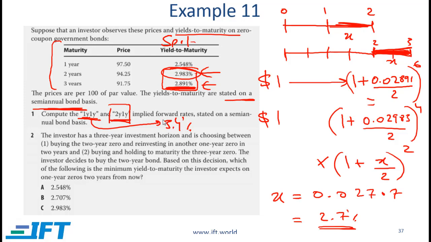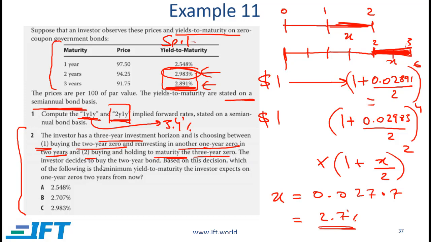All right, now the last point on this slide. This is an MCQ based question, and there's a high probability of something like this showing up. The investor has a 3-year investment horizon, and is choosing between number one, buying the 2-year zero. What does the 2-year zero mean? This means the zero coupon bond. Short form is 2-year zero, and reinvesting in another 1-year zero in 2 years. So he's thinking about buying for 2 years and then reinvesting. The other option is buying and holding to maturity the 3-year zero.